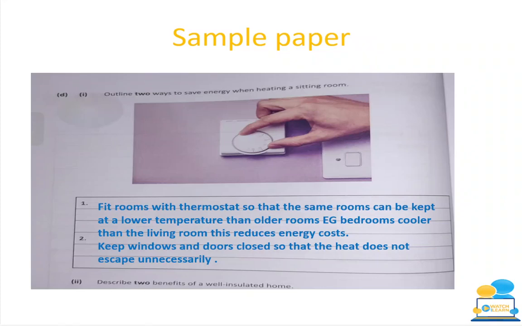when there are, for example, your bedroom, so you want it to be a bit cooler, and this will reduce energy costs. If you have a look up at the picture, there's an example of a thermostat. You should also keep all the windows and doors closed so that your heat doesn't escape unnecessarily. So think of examples which are relevant to you.